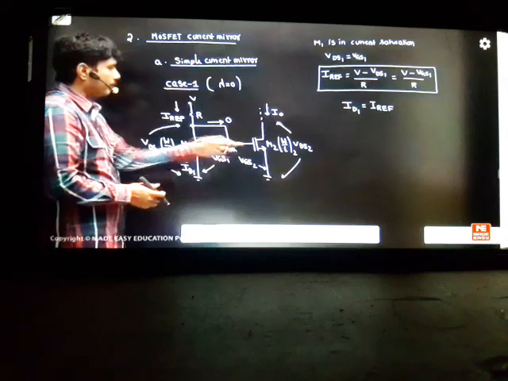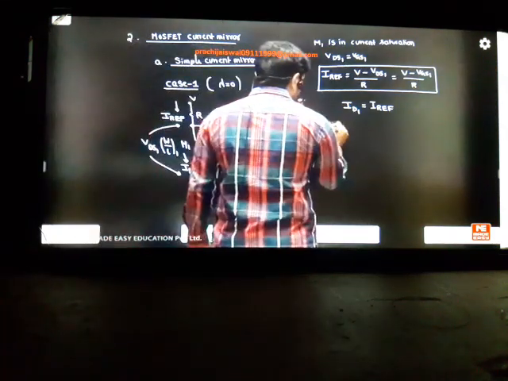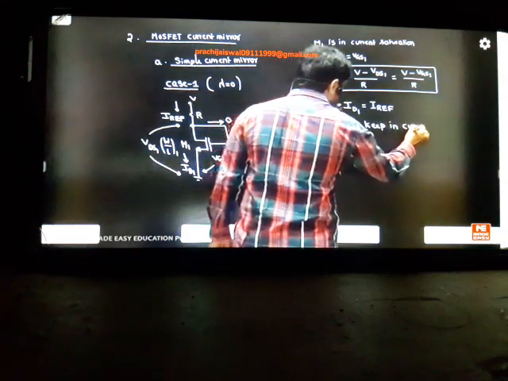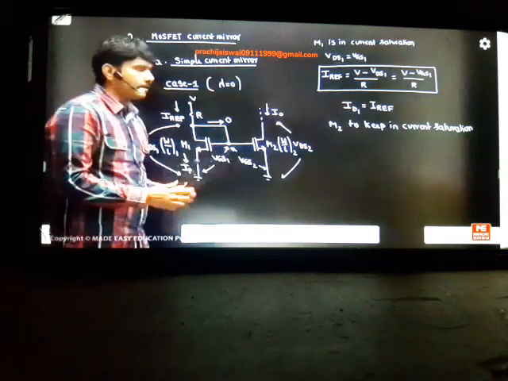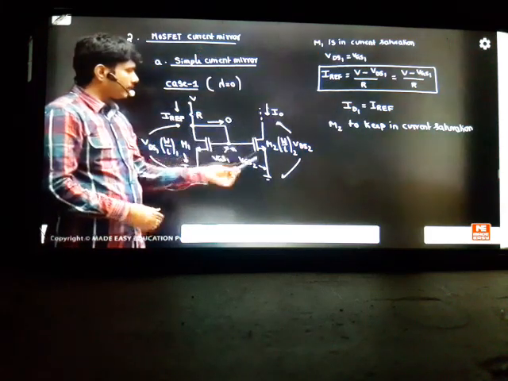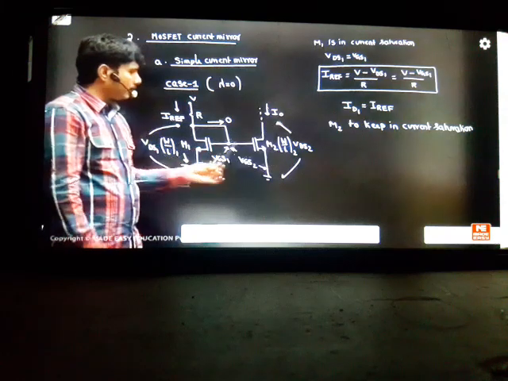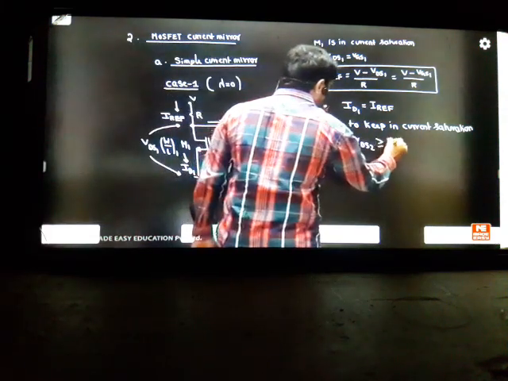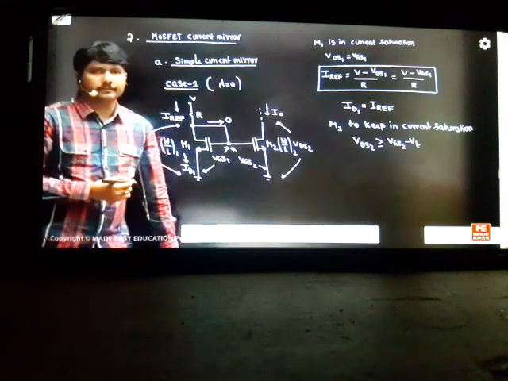The second point here is the M2 transistor: whether it is in current saturation or not, how to decide. To keep M2 in current saturation, we are not biasing it or anything here. In the future, you will get some circuits here, but you have to bias it in such a manner that this voltage, whatever you get in the sub-circuit, should be greater than VGS2 minus VT. So your VDS2 has to be greater than or equal to VGS2 minus VT. If you satisfy this condition, then M2 also will be in current saturation.